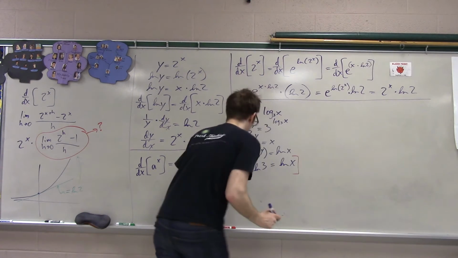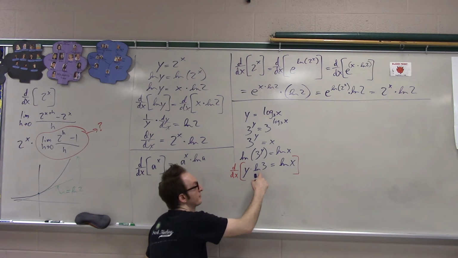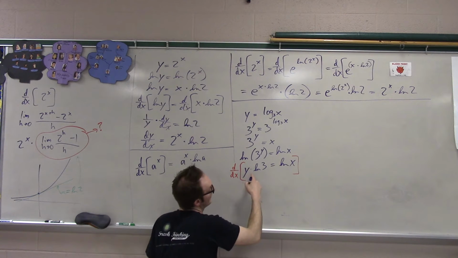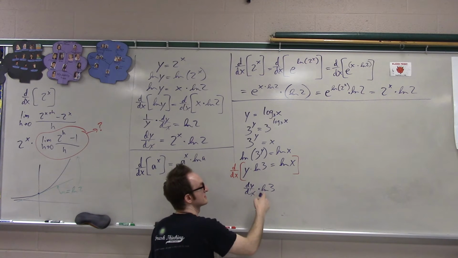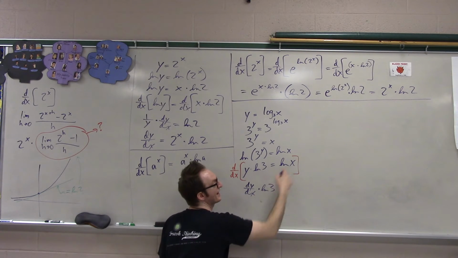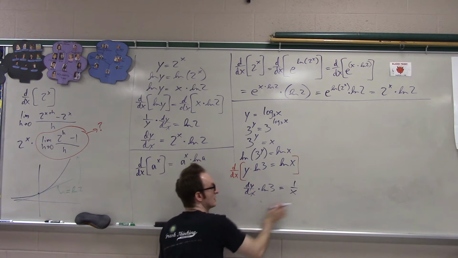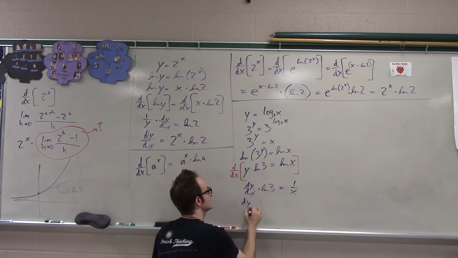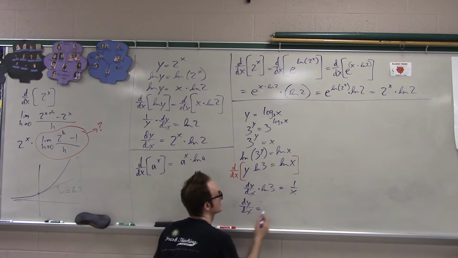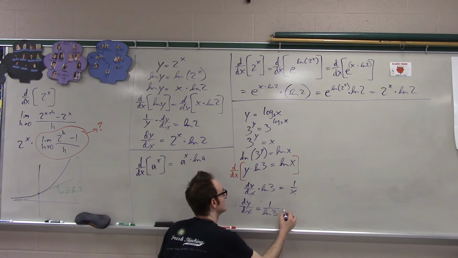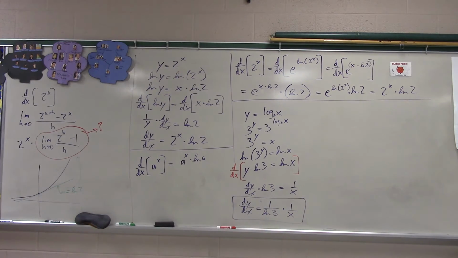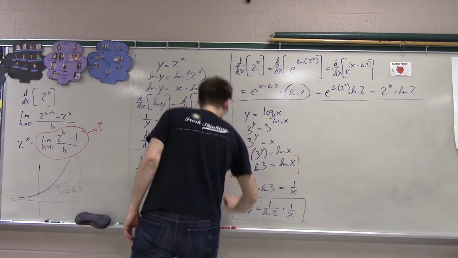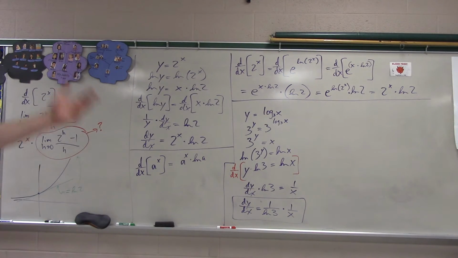Well, the derivative of y ln 3, so okay, what's the derivative of y with respect to x? It's just dy dx times ln 3. It's constants, don't do anything. And what's the derivative of ln x? 1 over x. Ta-da! Final answer, dy dx is 1 over ln 3 times 1 over x.